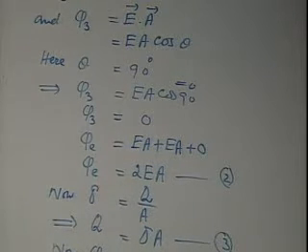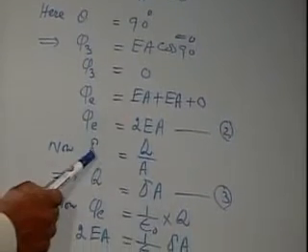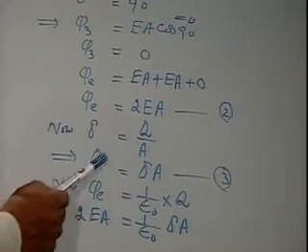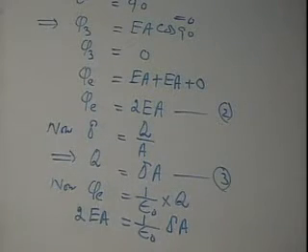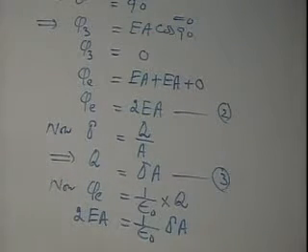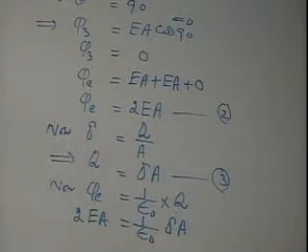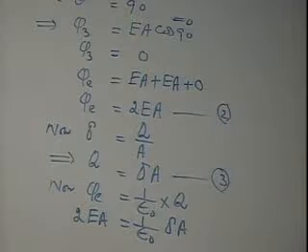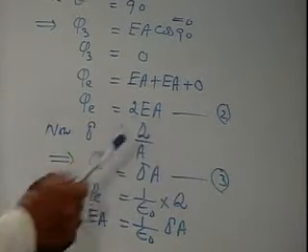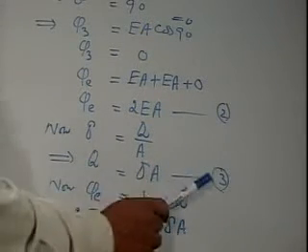Now we have to find out the charge enclosed by the cylindrical surface. If sigma is equal to charge density, that is charge per unit area, then charge Q is equal to sigma into A. This is our equation number 3. Now the equation of Gauss's law is phi E is equal to 1 over epsilon naught multiplied by Q, the total charge enclosed by the surface. We have the value of phi E from equation 2, put it here. We have the value of Q from equation 3, put it here.